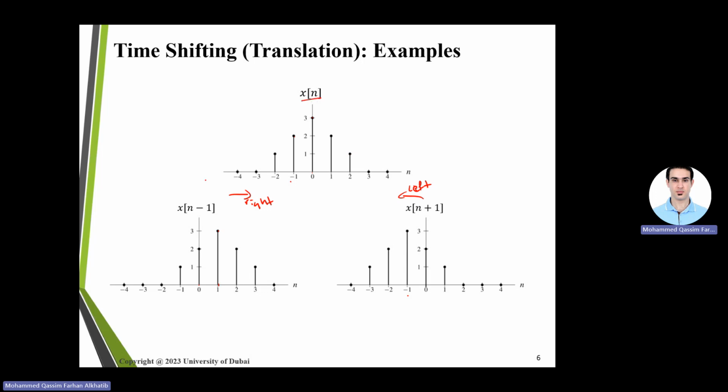So with x of n minus 1, the whole sequence will be shifted to the right by 1 unit. So here, I started my sequence at -2. It will start at -1 because I shifted to the right. X of n plus 1 is a shift to the left by 1 unit.